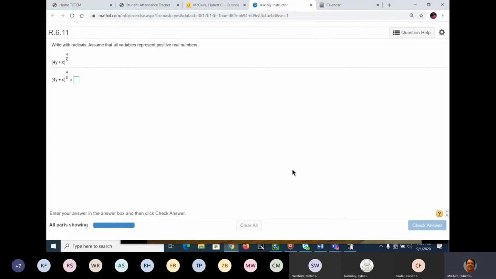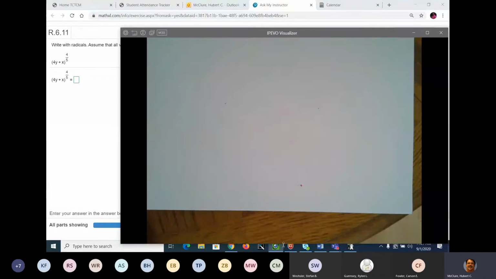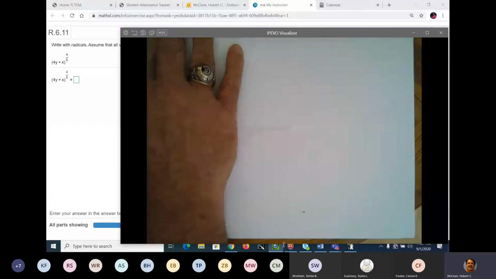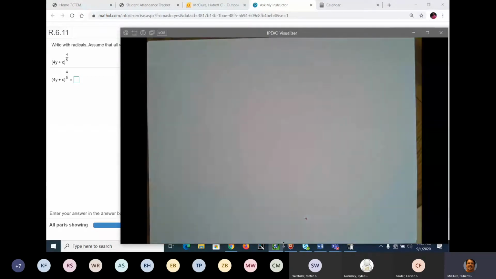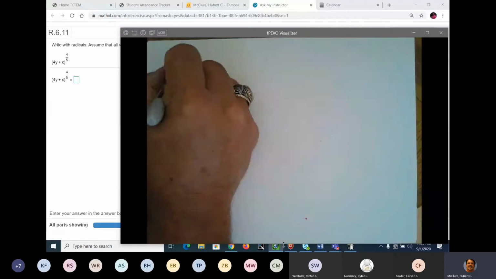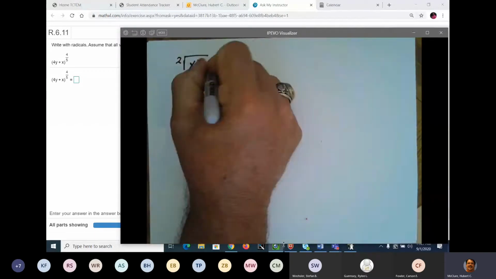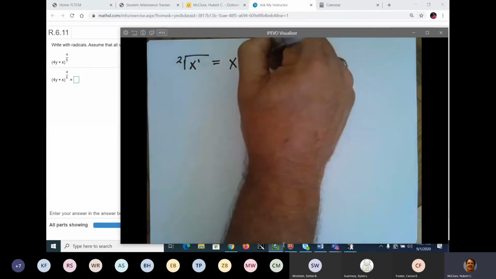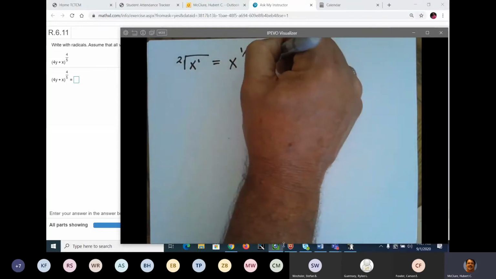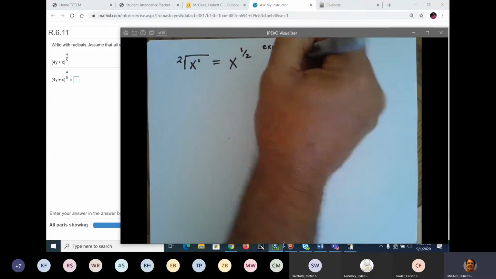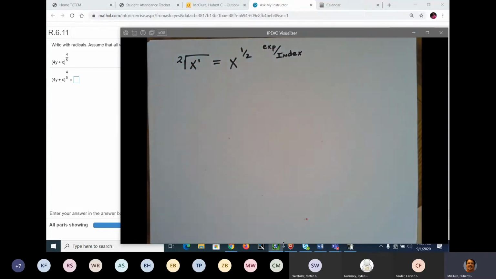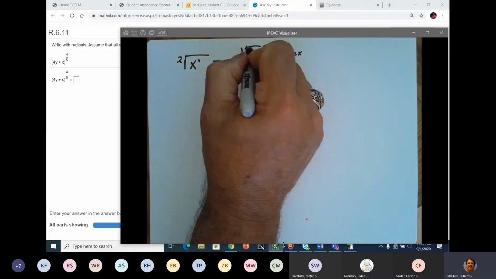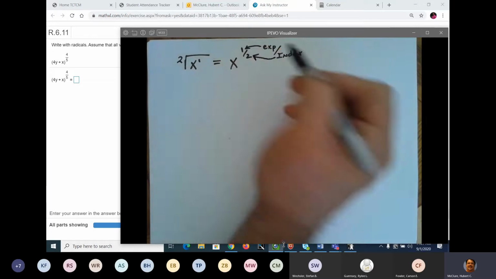Write with radicals. Now remember, when you're doing things with radicals, remember the basic rule. The basic rule is the square root of x to the first power is equal to x to the 1/2. So that means exponent over what? Over the index. All right, so we know that the exponent goes over the index.